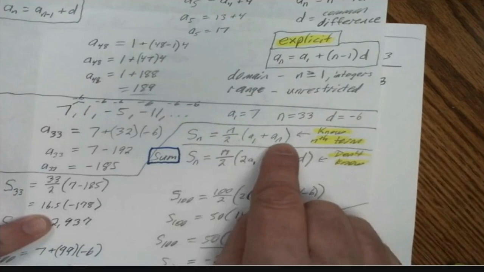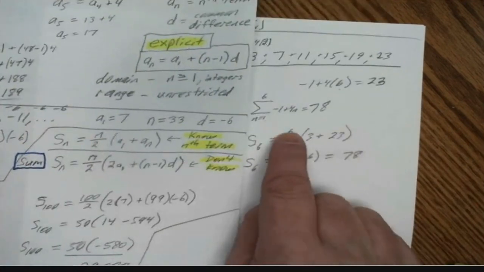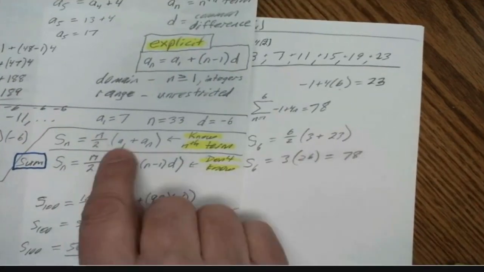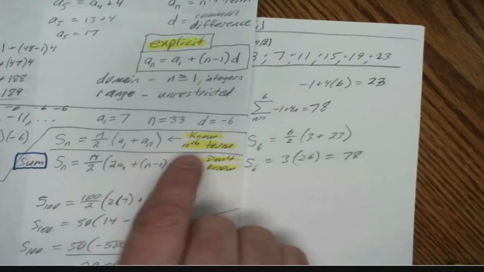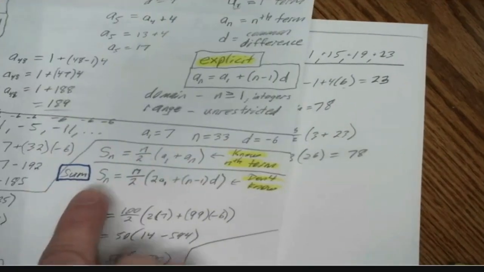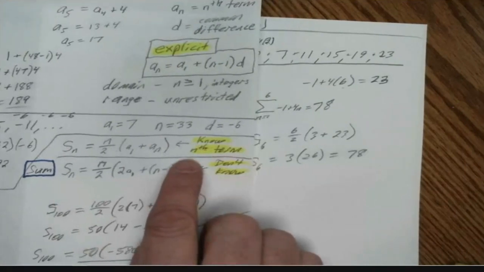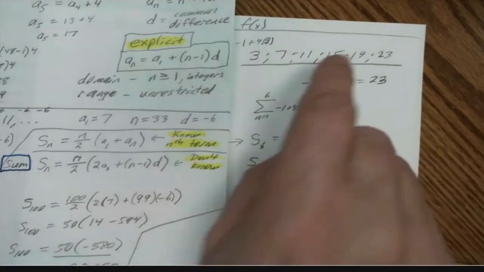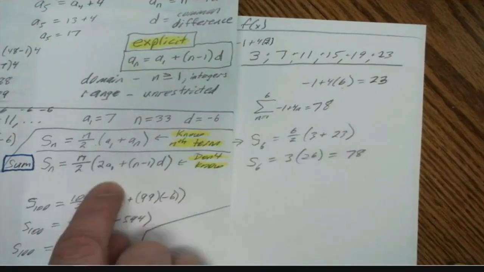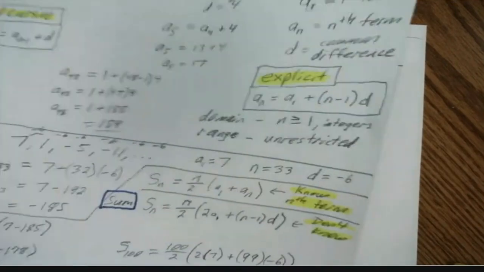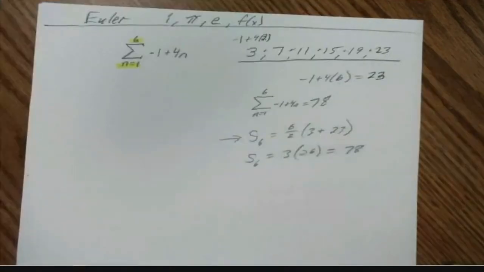N divided by 2, A1 plus AN, because we knew N was 6. We knew 3 and 23. We knew the first term and the last term. So this was our sum formulas from arithmetic sequences and series, where we know the first and the last term. We could use either one. If we didn't know the last term, we could use that. So we don't want to get rid of these. We're keeping these notes handy because they're going to tie right in with what we're doing here with sigma notation. So let's look at another example here.